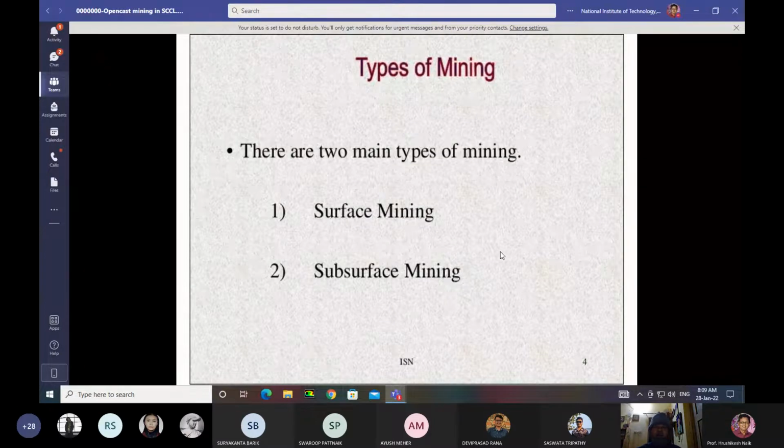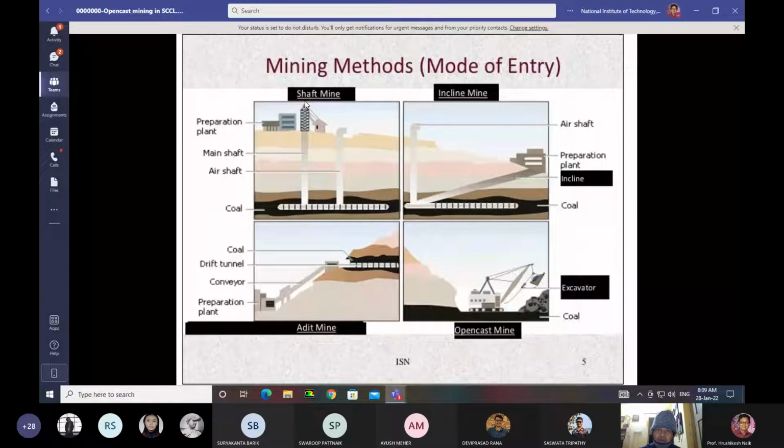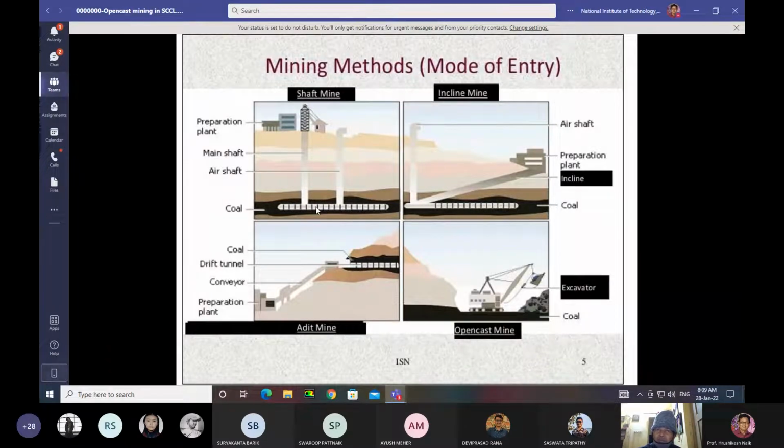So these are some of the mining methods, meaning a mode of entry to the mines, how to get into the mine and exploit the mineral deposits. Okay, so this is the shaft mining. Shaft means you have to sink a vertical shaft. This is underground mining by vertical shaft. You reach the bottom of the deposit to exploit the mineral seams.